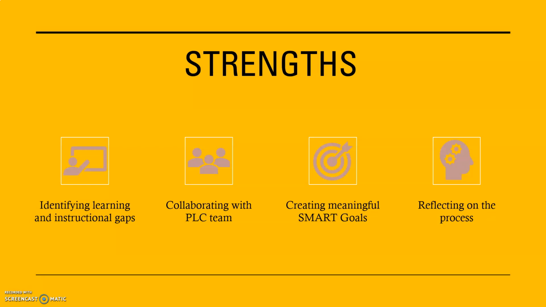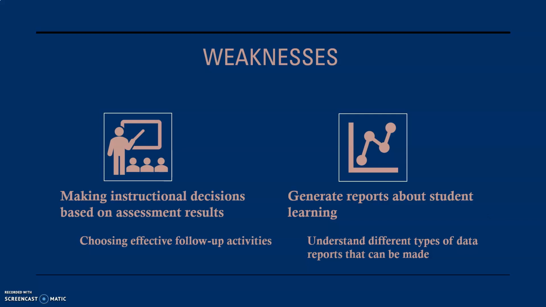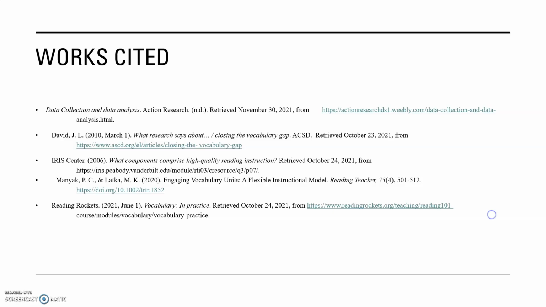The final step in the data action model was reflecting on the process to determine what I thought went well and what I could still improve upon. I thought I did a good job identifying learning gaps and instructional gaps, collaborating with my professional learning community team, and creating meaningful SMART goals. I could still use some practice with making instructional decisions based upon assessment results and choosing effective follow-up activities. I would also like to learn more about creating reports about student learning.